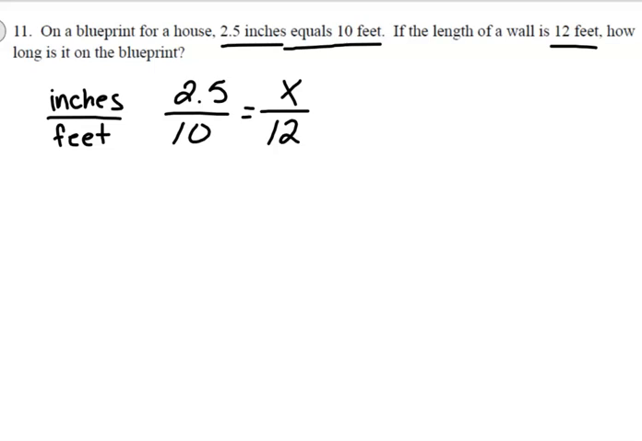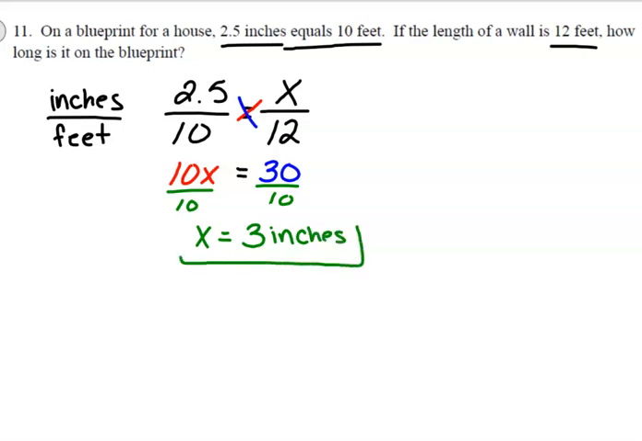Right? Because if the length of the wall is 12, how many inches is what I'm looking for? So again, we want to cross multiply. So 10 times X, we're going to equal, if I go the other way, 2.5 times 12, that's 30. And so we divide both sides by 10, X equals 3. And remember, we were finding 3 inches on our blueprint.